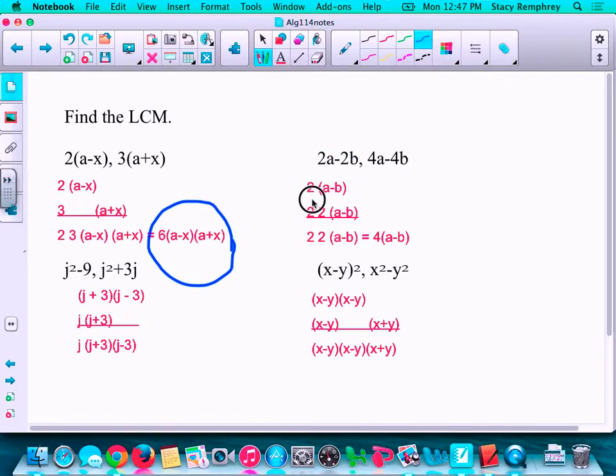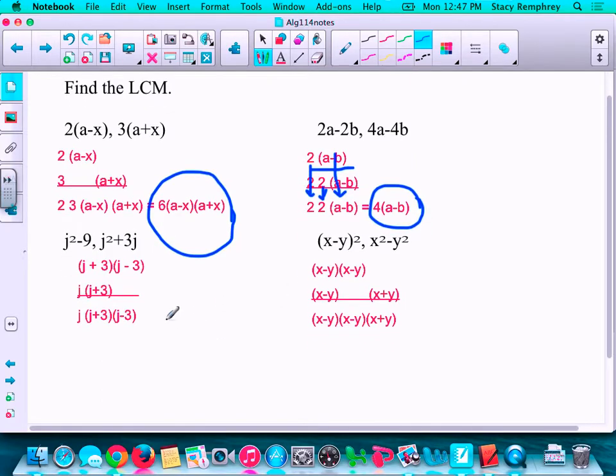Over here, I factored out the 2. That's where this came from. I factored out a 4, greatest common factor of 4. That's where the 2 times 2, I broke up the 4. So I had a common 2. That was down. This is down, and they both had a common a minus b, so I brought that down. So my least common multiple was 4 times a minus b.